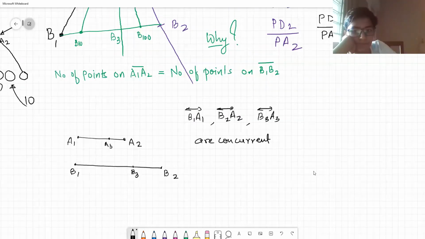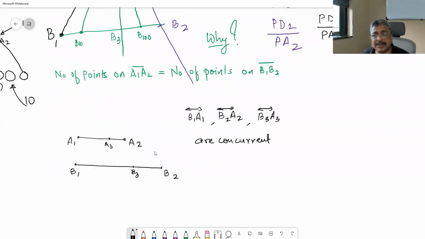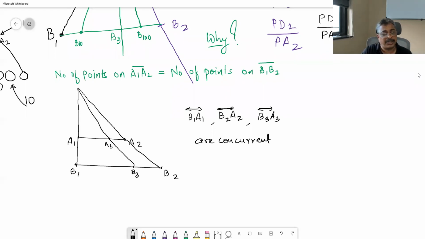Sir, if these two segments are parallel, of course the lines joining B1, A1, A2, B2 and A3, B3 will be concurrent, and indirectly you can prove, if possible, that B3, A3 passes through some other point, and then if you write the ratios, you will get a contradiction. That kind of proof I hope you must have done in 8th standard. Therefore, I am not writing that proof. It is an indirect method.